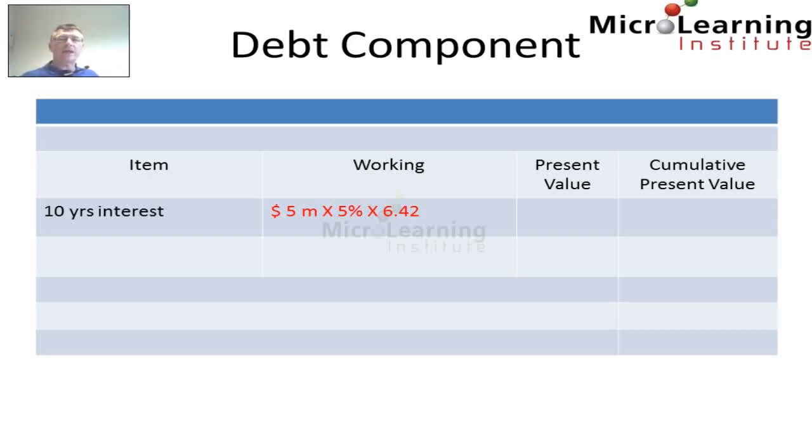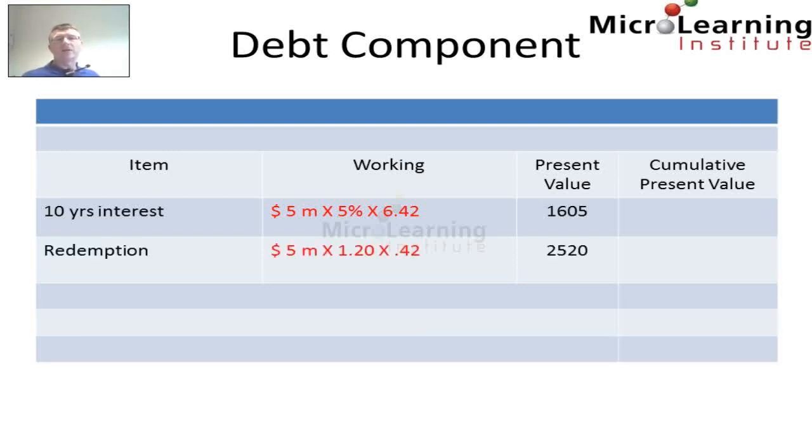But of course that's paid every year for 10 consecutive years at 9%, and the discount factor, the cumulative present value factor for these 10 years at 9% from the table in the question is 6.42. So consequently, the cumulative present value of the 10 years of interest is $1.605 million.